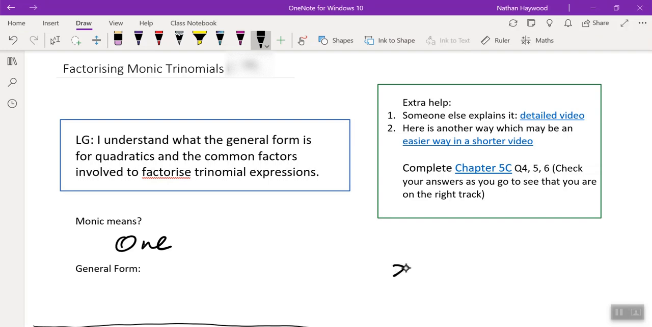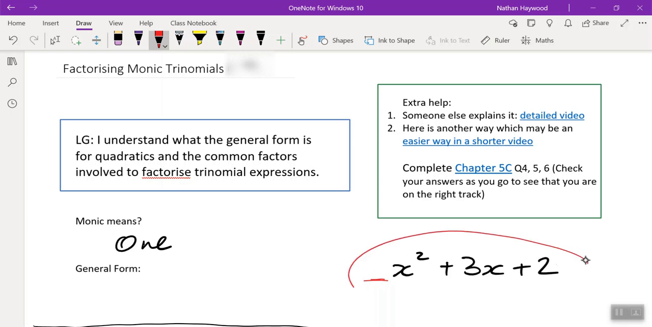So it could be something like this. X squared plus 3x plus 2. So there's three numbers. That's why it's a trinomial. And it's a monic trinomial because there's an invisible 1 out the front. Okay? So that's what we're doing today. We're going to factorize something that looks like this. A monic trinomial.